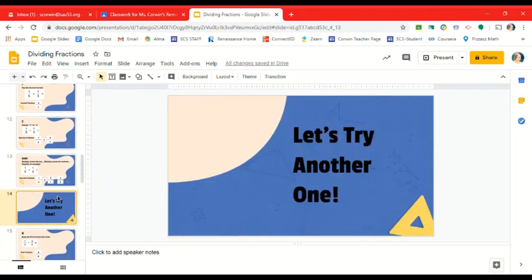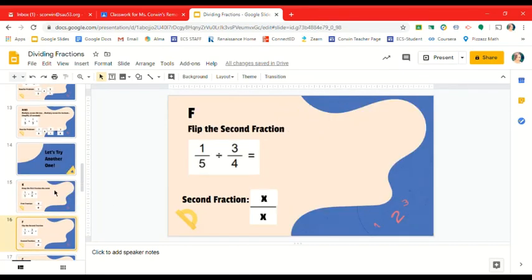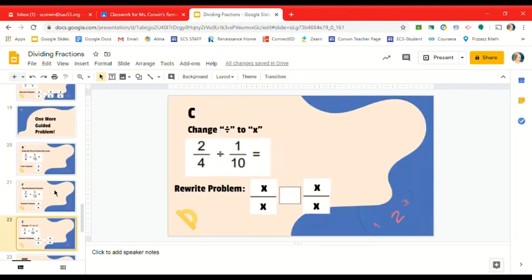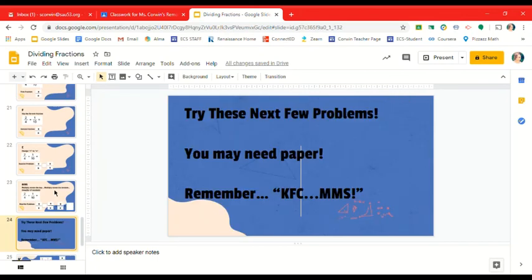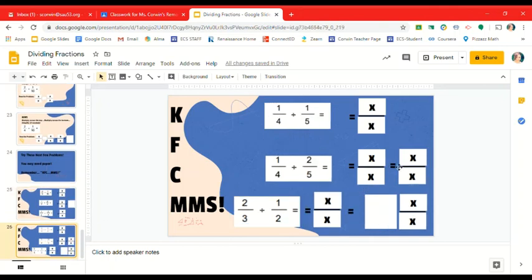So on your own, I'm going to have you do the next few. So I give you another one that kind of outlines what you need to do there. And then, actually I gave you 2 more that outline what you need to do there. And then try the next few on your own. You might need a piece of paper, but just remember, KFC MMS. I even write it over here. So you have 6 problems. Truthfully, if it does need to be simplified or some other thing going on, I give you an extra box so that you can see. So like this one, for instance, this one's going to need to be simplified. And this one tells me it's going to be a whole number here and a fraction here.